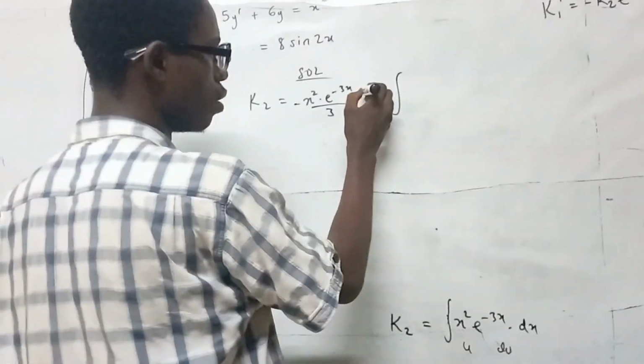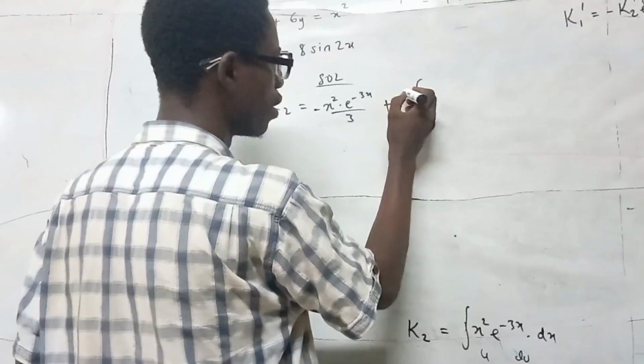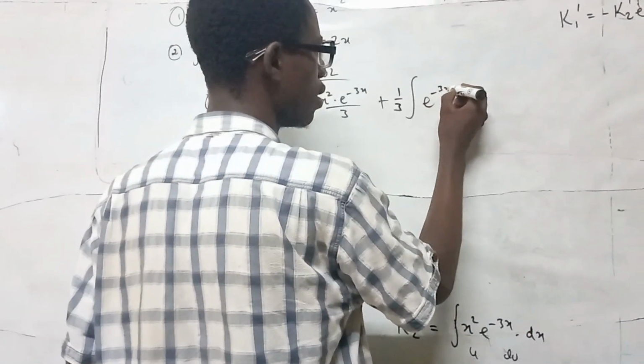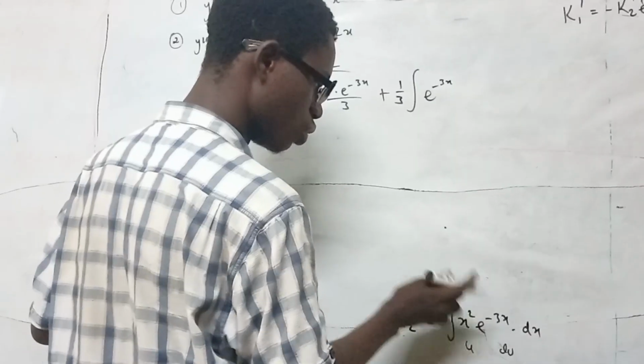This is my v. This minus 3, if I bring it out, it comes into 1 over 3, plus 1 over 3 e to the minus 3x, v du. Du is 2x.